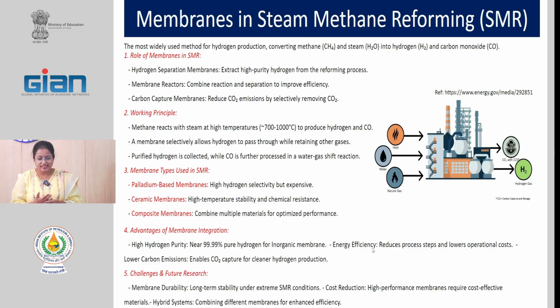Now these membranes and this reaction work at a very high temperature, so we need that kind of membrane. That is why mostly ceramic and palladium based membranes are used in this type of operation. We generally prefer not to have purely polymeric membranes. The membrane advantages, I told you already, are high purity, energy efficiency, and lower carbon emission, but the challenge remains the durability of the membrane, because this is a high temperature operation.